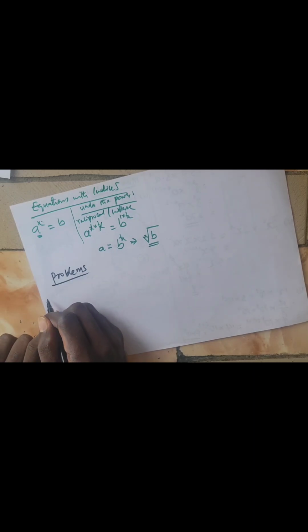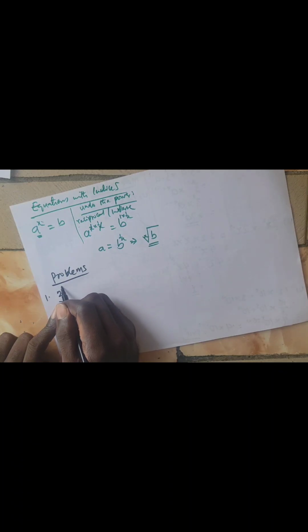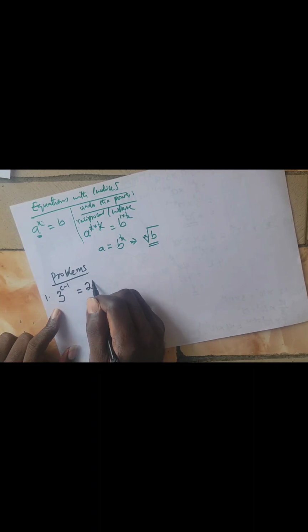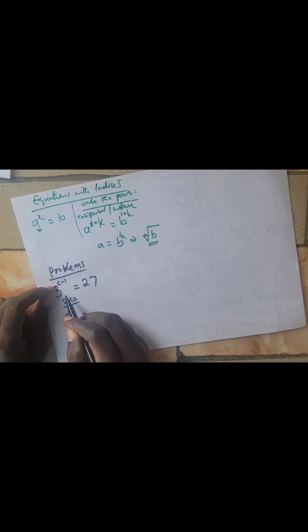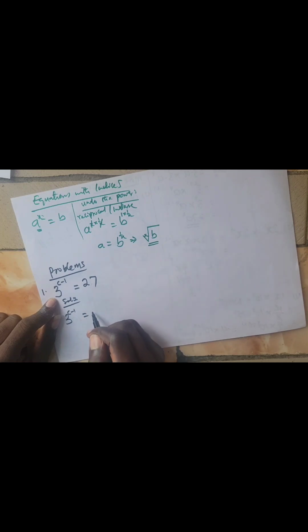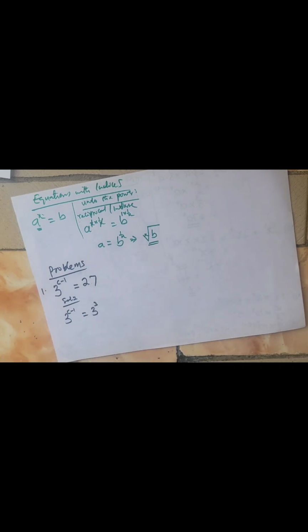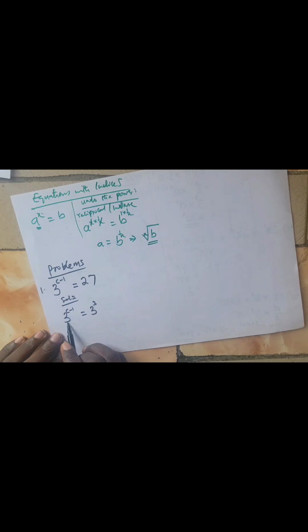So let's see. Number one, 3 raised to the power c minus 1 equals 27. How do we do that? Solution. This is 3 raised to the power c minus 1, equals 27. Can we make 27 to have the same base as 3? Yes, because we know that 27 is 3 raised to the power 3. So the law here is, because 3 raised to the power c minus 1 is the same as 3 raised to the power 3, the bases are the same.